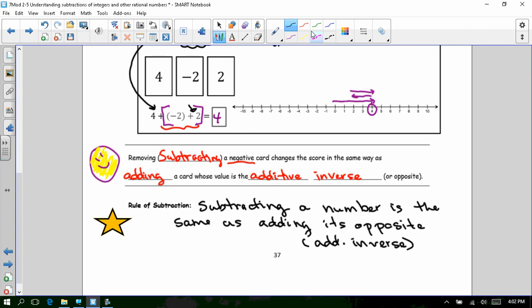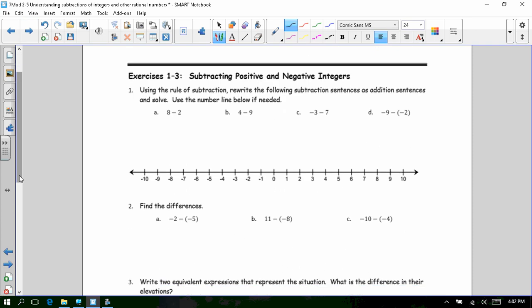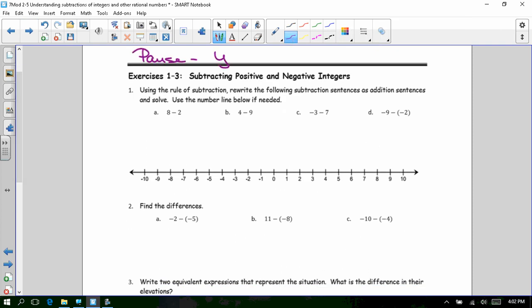Okay? Top of page 38. When you're ready, go there. Top of page 38, exercises 1, 2, and 3. I want you guys to give these a try on your own. Give them a try, right? Hit pause. You try it on your own. Check back with me. See how you did compared to me, and hopefully we get the same answers. All right, hit pause.